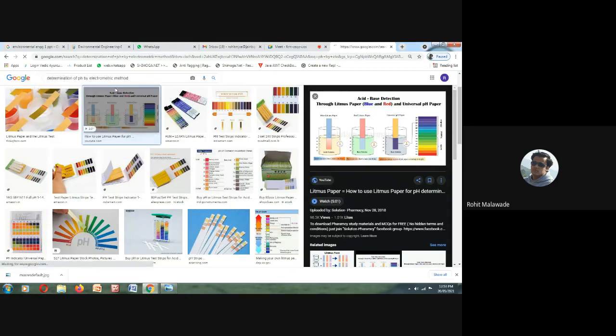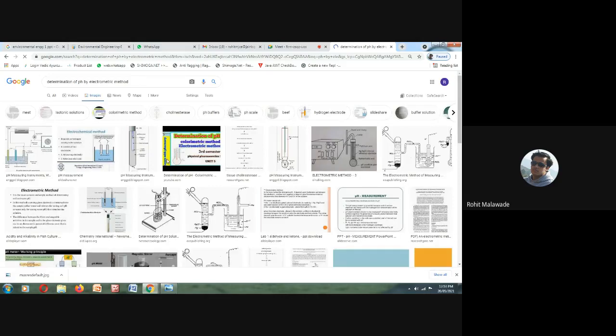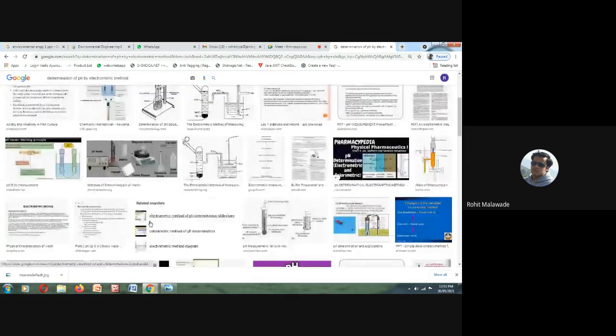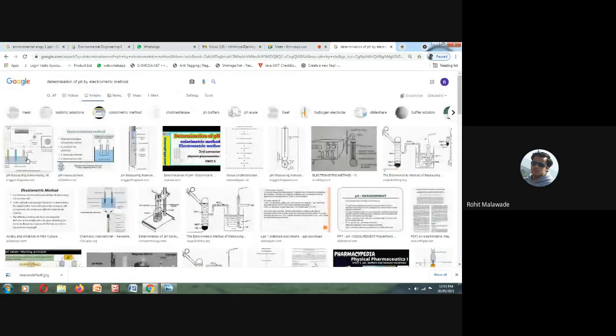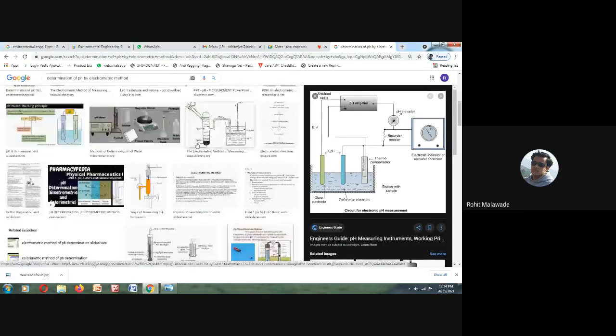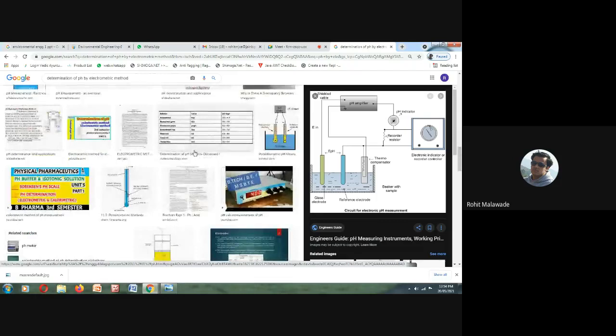This is what the electrometric method is. You will be using your electrode. From that electrode, you are going to get the pH of a solution. The moment you dip it into water, you are going to get the pH of that particular water sample from your electrometric method. So this is how you are going to get the pH.